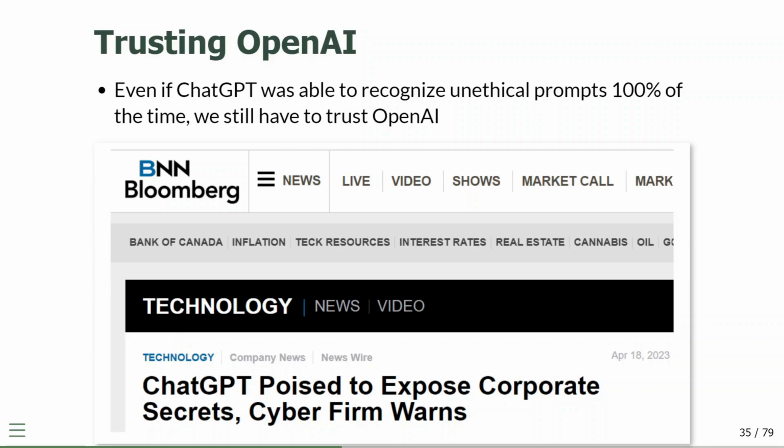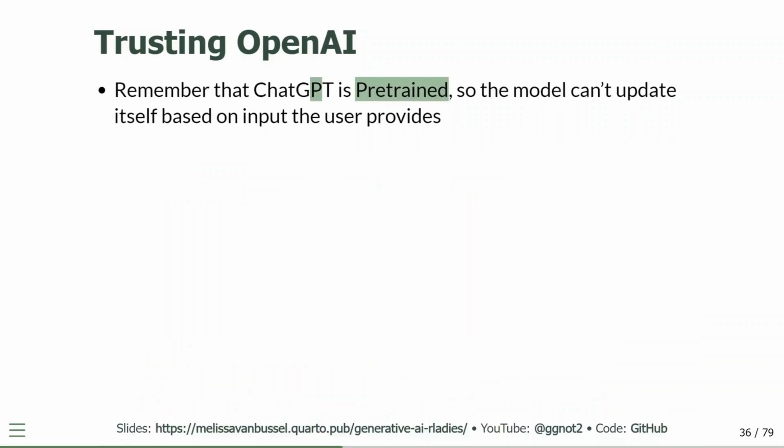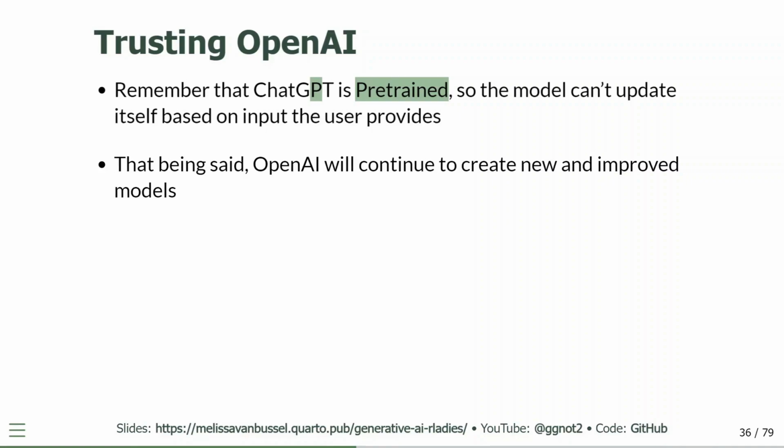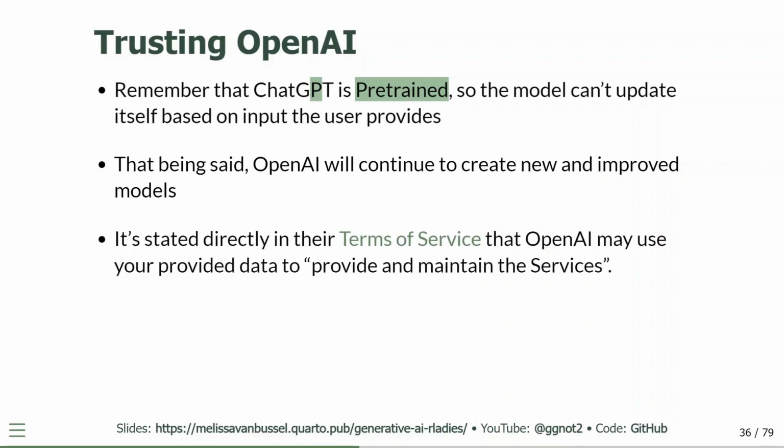As for the question about OpenAI using confidential user input, well, remember that ChatGPT is pre-trained, so technically the model cannot update itself based on the input that the user provides. But that being said, OpenAI is going to continue creating these new and improved models, and it is stated directly in their terms of service that the company can use your provided data to provide and maintain the services. So if you do provide something confidential to ChatGPT, you're not going to see the effects of that immediately since the model is pre-trained, but the effects of that might be present down the road whenever new models are developed.